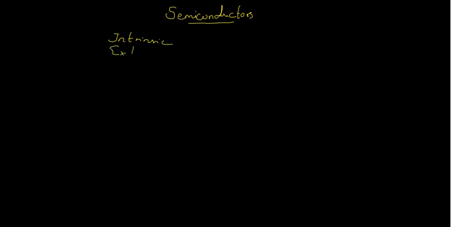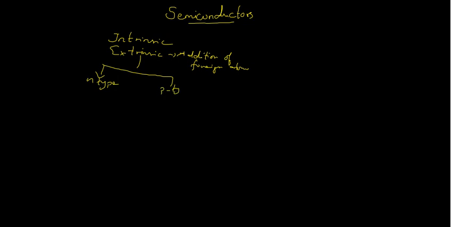Intrinsic is the pure form of semiconductor, and we get the extrinsic semiconductor by addition of some foreign atoms. The addition of those foreign atoms is said to be doping, and we will get two different types of extrinsic semiconductor, called, based on the dopant, N-type semiconductor and P-type semiconductor. These things we have already discussed in the previous class.